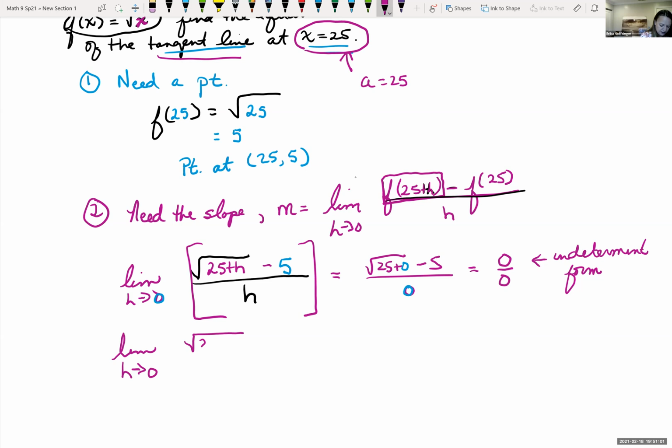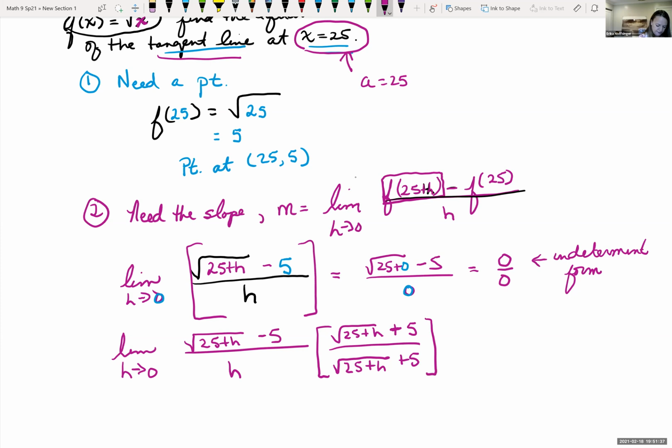So the conjugate of the radical of 25 plus h minus 5 has the opposite sign in between the two terms. There was a minus in between, so the opposite sign is a plus: the square root of 25 plus h, plus 5. But we can't just multiply the numerator by that because that changes everything. We can multiply this whole thing by a fancy 1, so we have to multiply the denominator also by that.